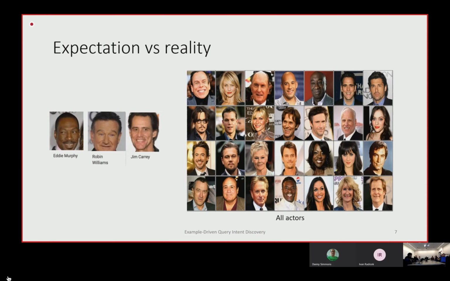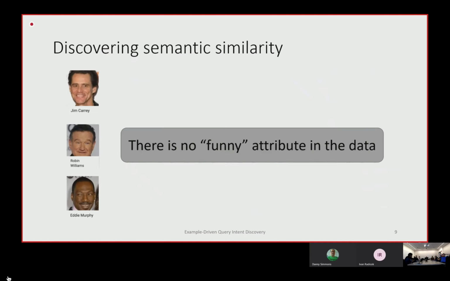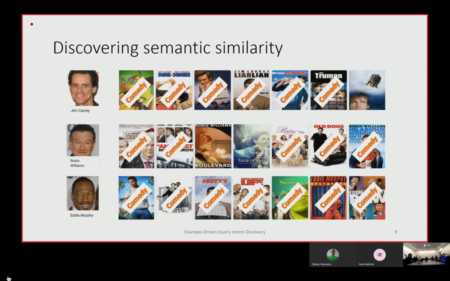As humans, we actually see something in the examples. We see the context of the examples. What's the similarity in the examples? So how can we help a query intent discovery system understand the context? Unfortunately, there is no funny attribute in the data, but there are other ways to find that. If we take a close look at the movies these actors appear in, we'll find that a large number of these movies are comedy movies. Jim Carrey appeared in more than 40 comedy movies, and the same is true for the other two actors. This is a semantic similarity in the examples.